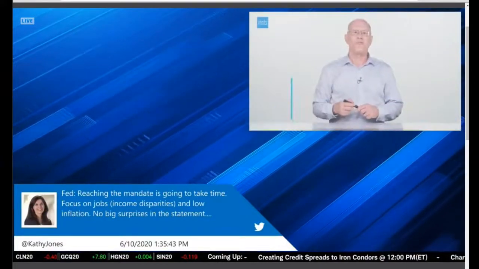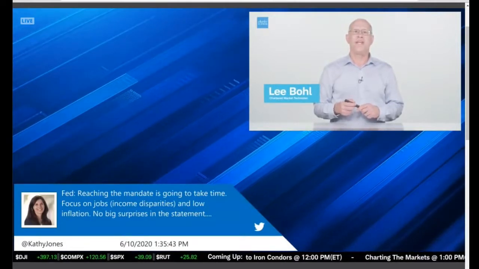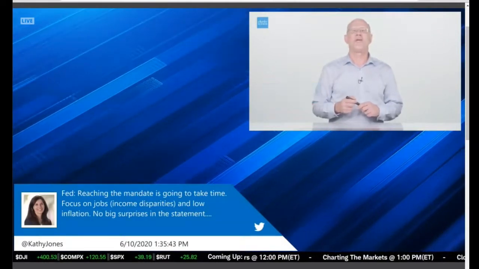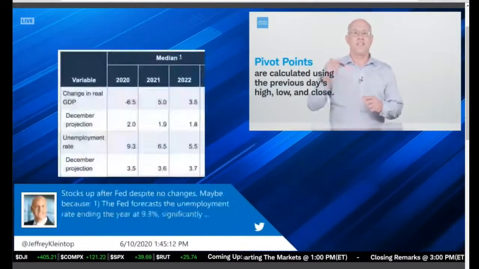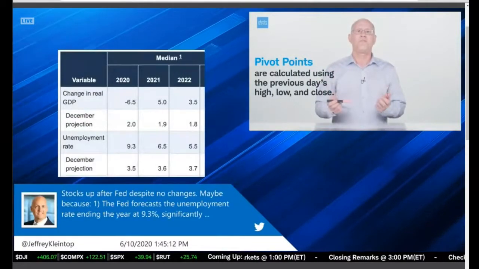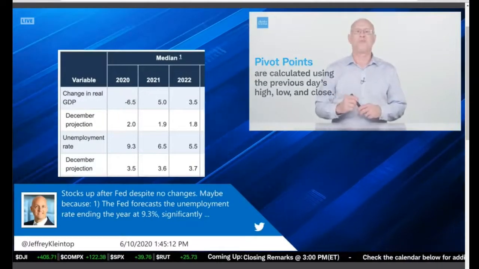Pivot points are a tool that floor traders and market makers have used for decades to predict the next trading day's intraday support and resistance levels. Pivot points are calculated using the previous day's high, low, and close. You don't actually have to do the math because the trading platform will do it for you.